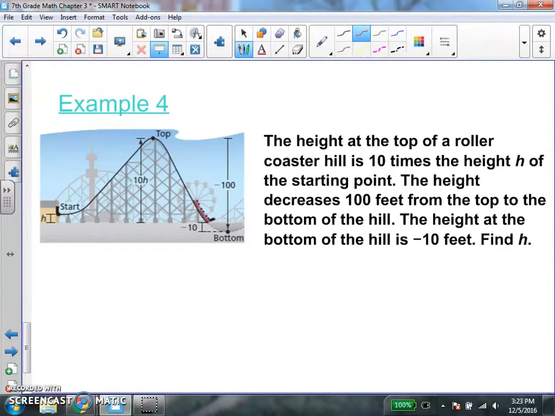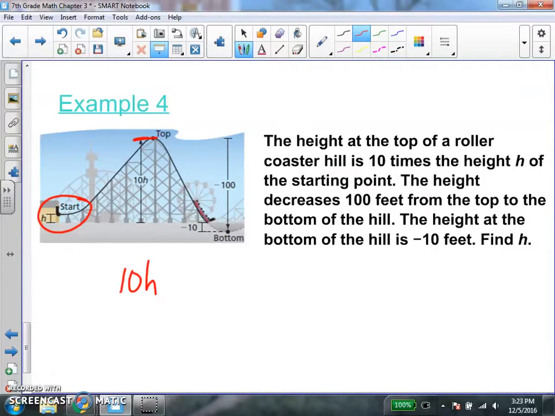Okay, writing this equation, I can kind of go in order, the same order as you read. Looking at our starting point, we start at our height labeled h, and it tells us that the height at the top is 10 times our starting point. Okay, so 10 times our starting point, 10 times h, well, that's just represented by 10h. That's our distance at the top.